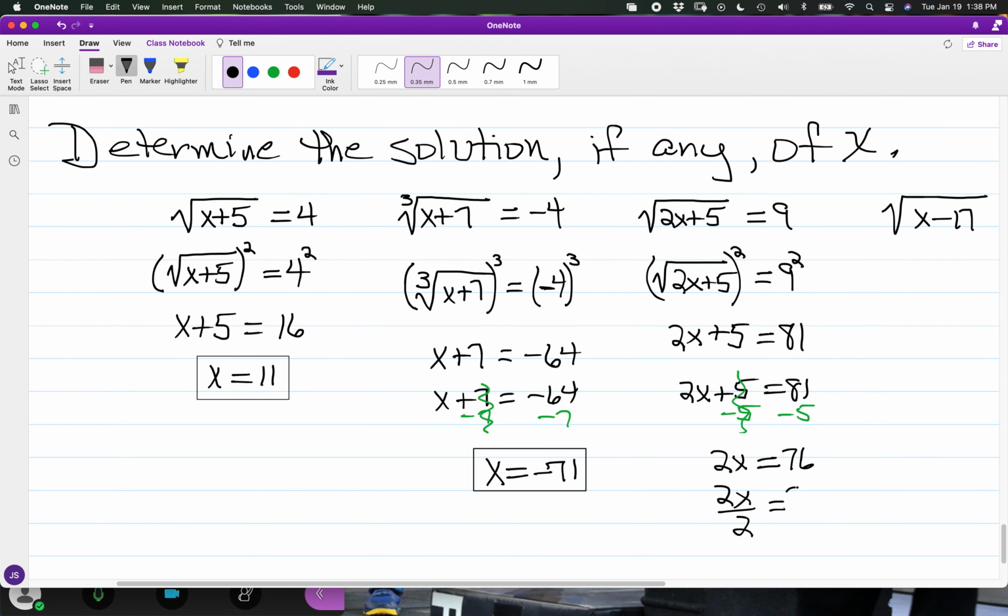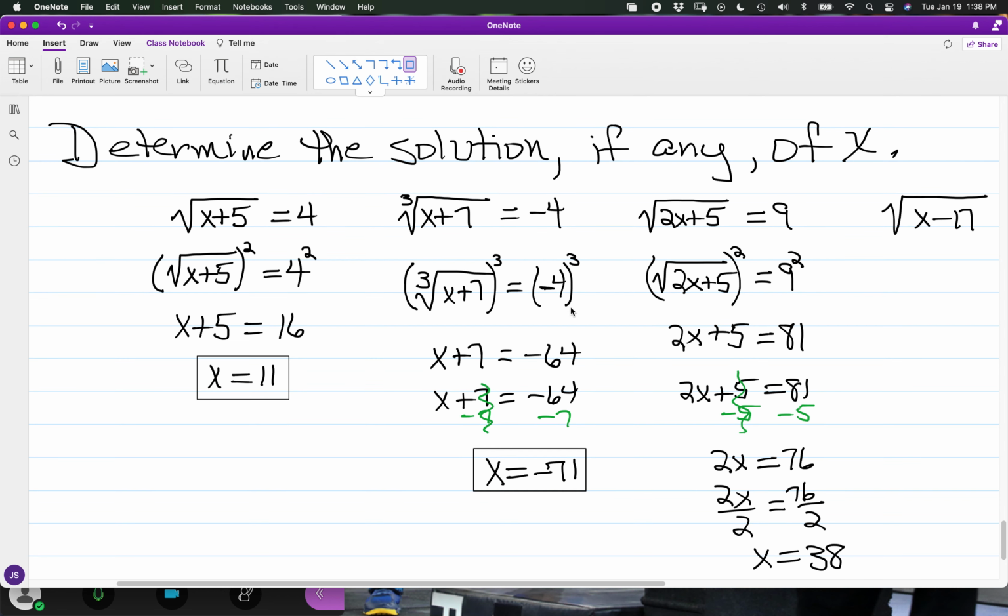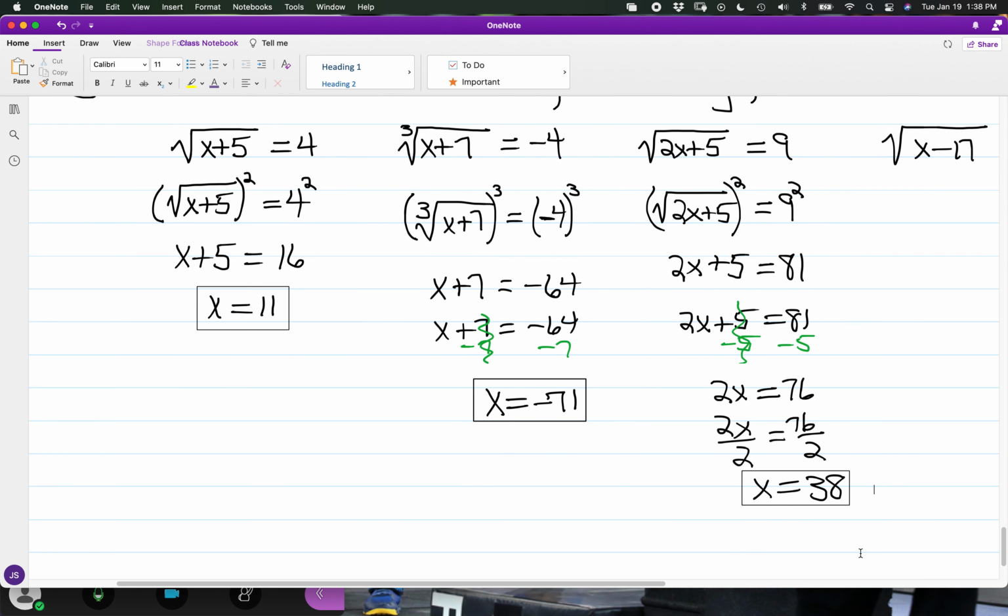So for the missing value x, that is going to be 38. Here we have 2 times 38, again is 76, plus 5 is 81. The square root of 81 is equal to 9.